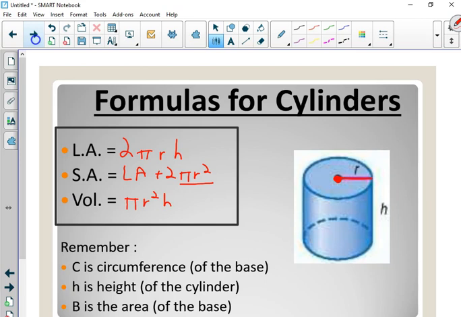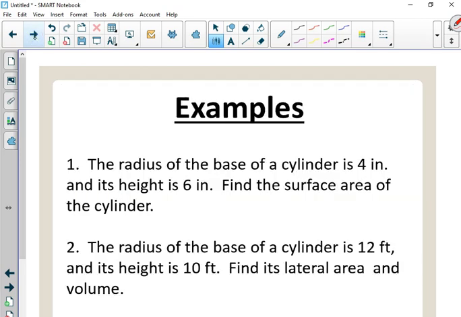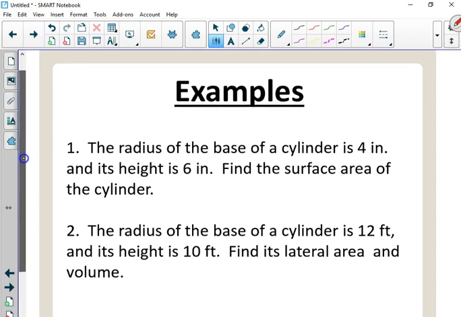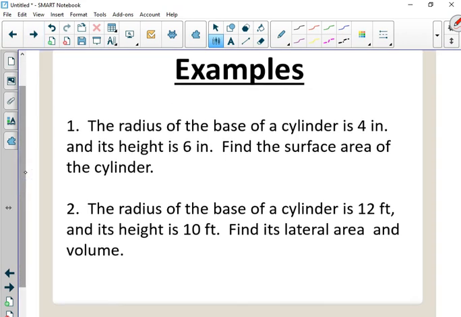Okay? So remember, we have the circumference of the base as the perimeter, height is h, and B is the area of the base. So the radius of the base of a cylinder is 4, and its height is 6. Find the surface area of the cylinder.